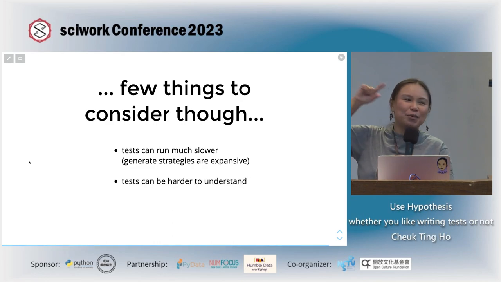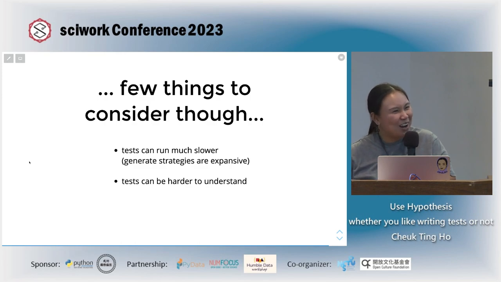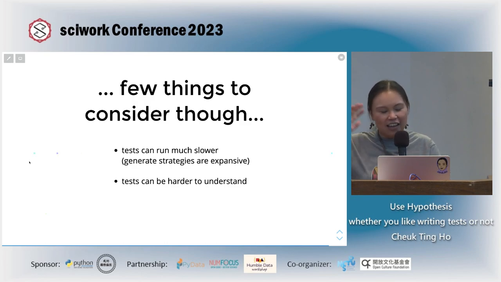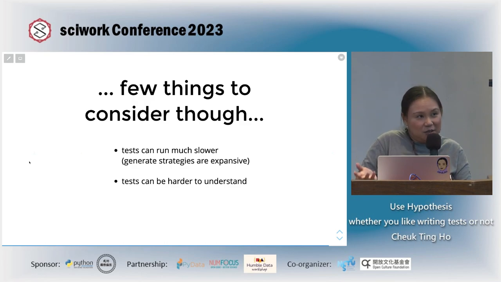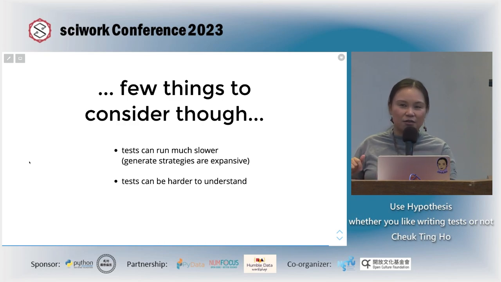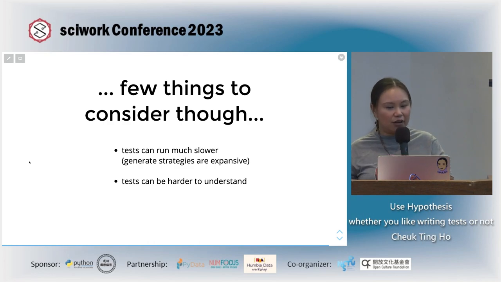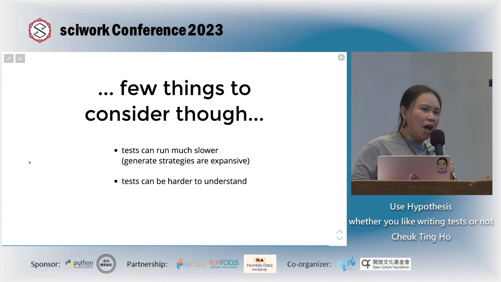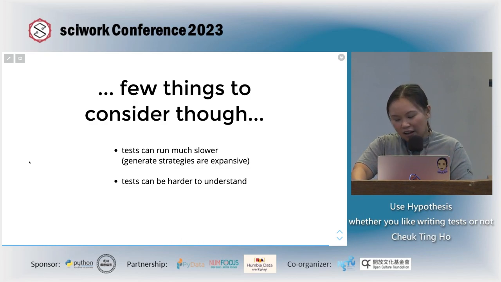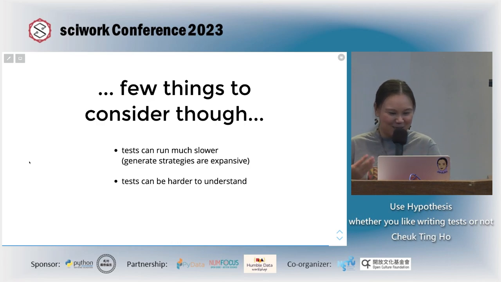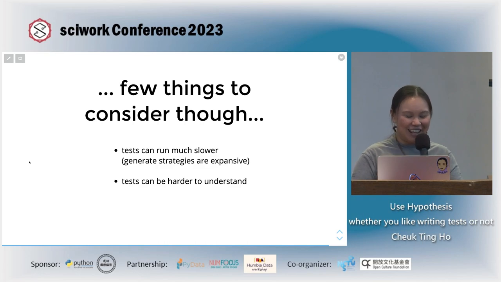For example, sometimes people put it in the CI and ask, why is it so much slower now using Hypothesis? Because it takes time to generate the test file. You know, no free lunch. Tests also can be harder to understand because you generate them. Let's say you work in a team and some of your colleagues are not familiar with property-based testing, they'll be like, what is this thing that you're using? But if Hypothesis or property-based testing is more familiar, then people know that you're doing something smart. Like, oh, okay, I got it.